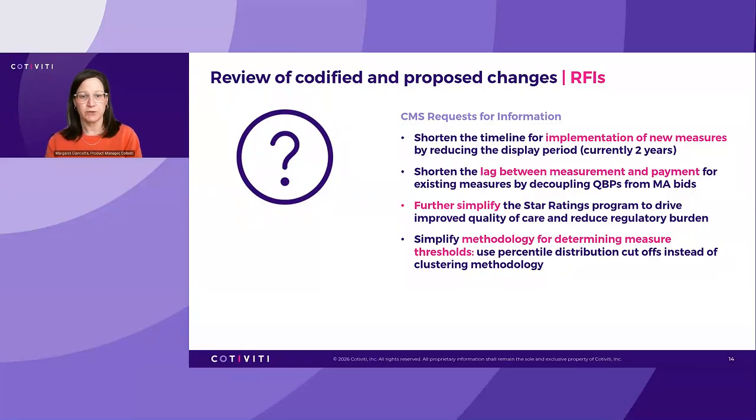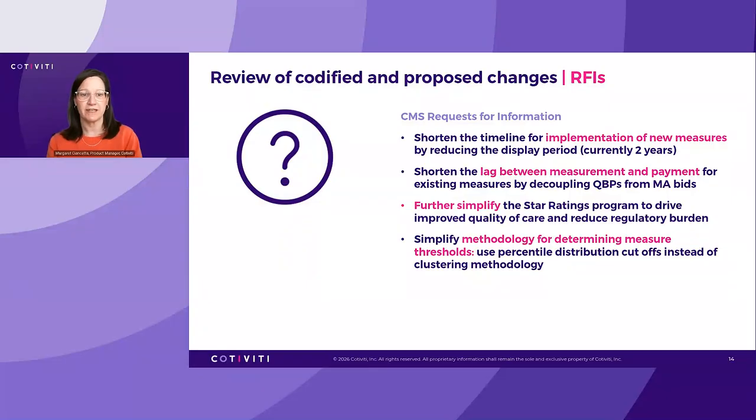Second, they want to shorten the lag between measurement and payment. The entire Star Ratings program, from cut points to payments, is very retrospective in nature. Plans don't see the fruits of their labor until well after the services have been performed. One such idea for shortening the lag would be decoupling quality bonus payments from MA bids. Interesting ideas there.